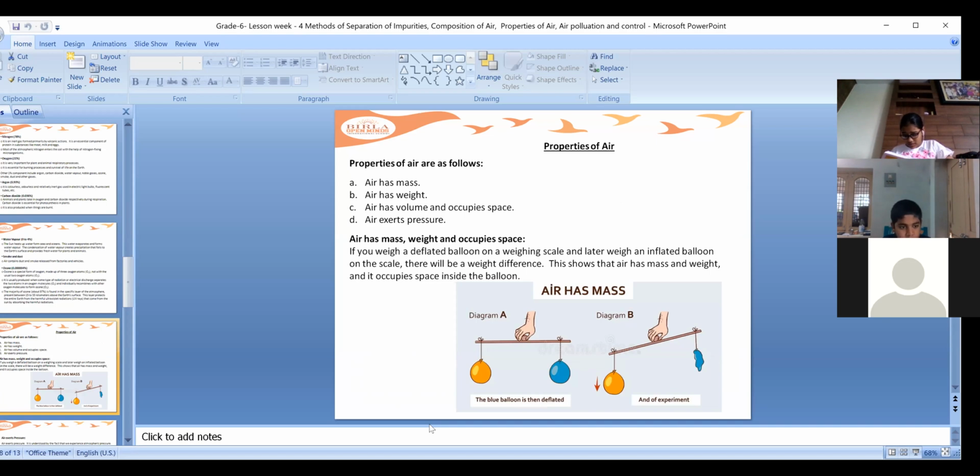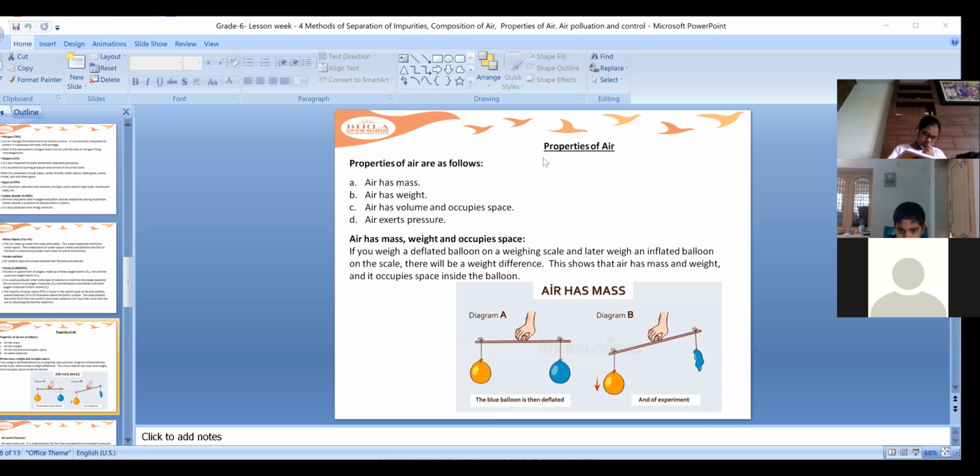So how do we know that all these properties are there in the air? By doing a small experiment, we can come to know that air has some weight, air has some volume, and it also occupies space. When you fill something with air, for example a balloon, this air takes the shape of the balloon, and it has some weight and some volume now.